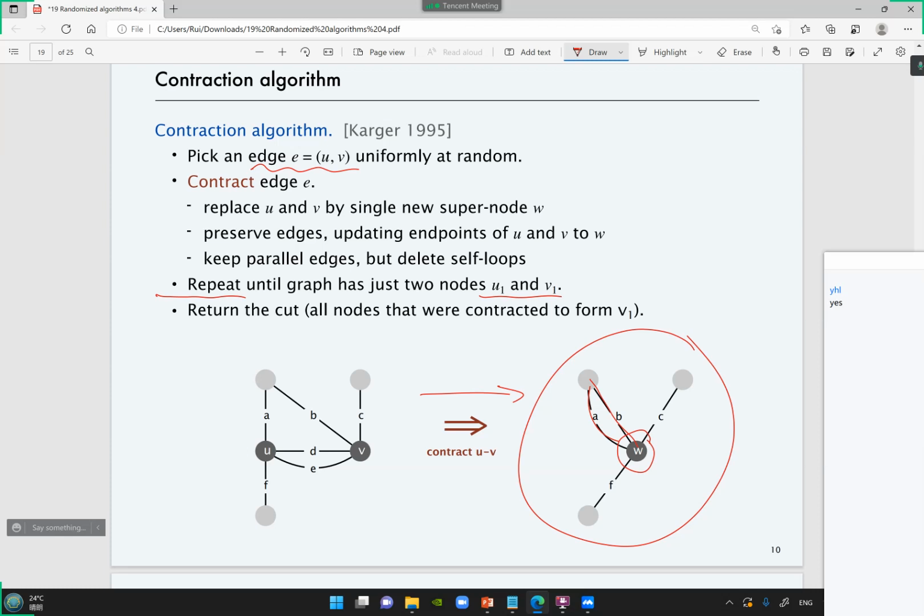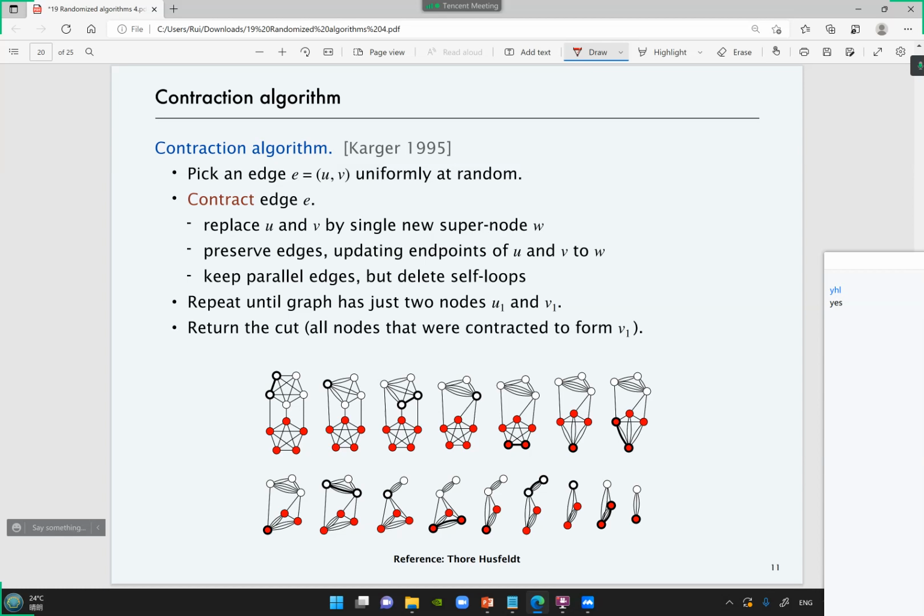All right, so let's first of all look at an example of this algorithm. Suppose you start with this graph. In this graph, you have these white nodes and these red nodes, and the min cut is the edges going between these 2 sides. So the min cut has size 3. Let's run this contraction algorithm.